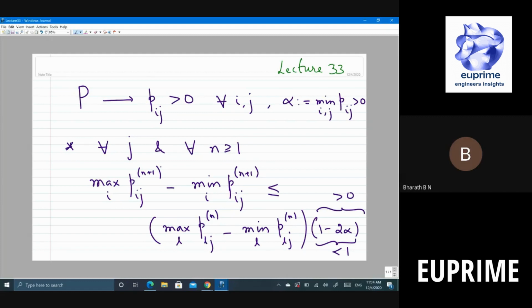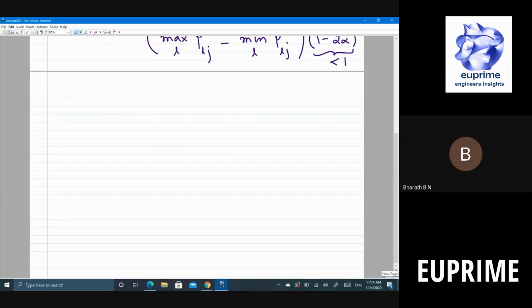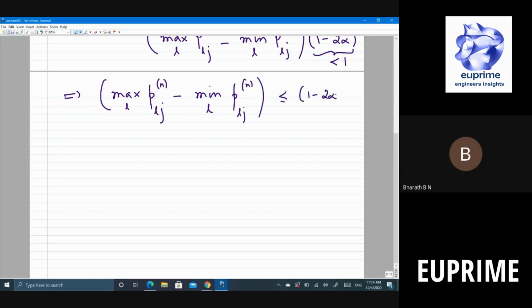So this is something that we proved. What does this lead to? I can iterate and get this: the max over all l of Plj in n steps minus the min over all l of Plj in n steps is definitely less than or equal to (1 minus 2 alpha) to the power n. So if 1 minus 2 alpha is less than 1 and greater than 0, as n goes to infinity, it goes to 0.